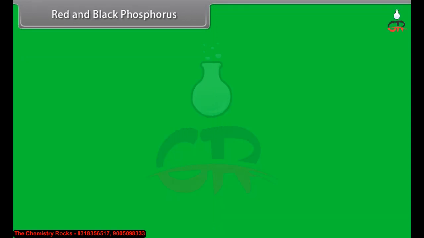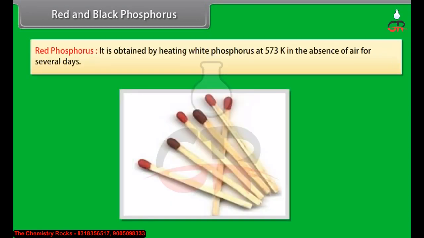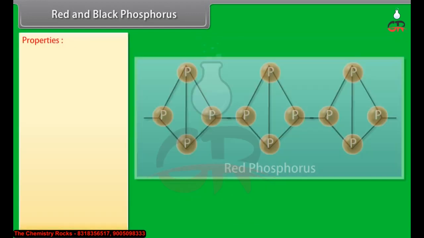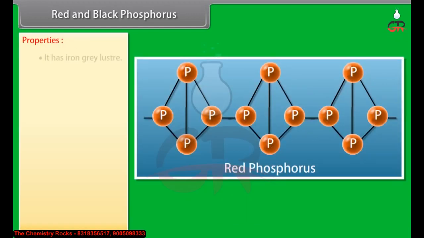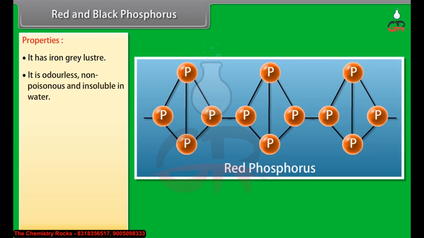Red and black phosphorus. Red phosphorus. It is obtained by heating white phosphorus at 573 Kelvin in the absence of air for several days. Properties. It has iron-grey luster. It is odorless, non-poisonous and insoluble in water.